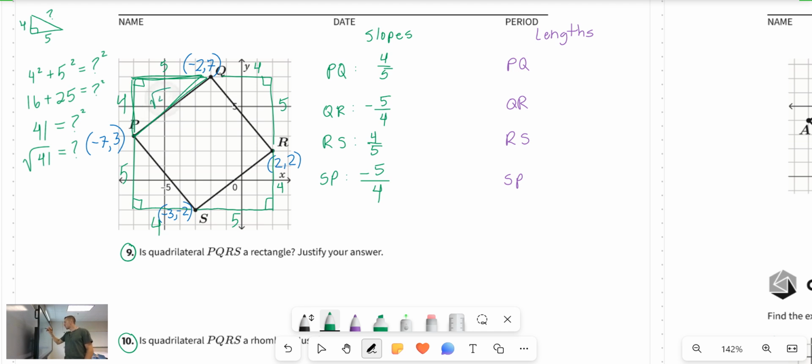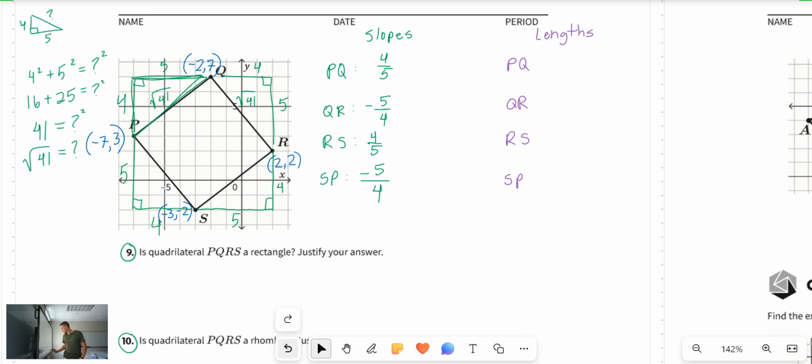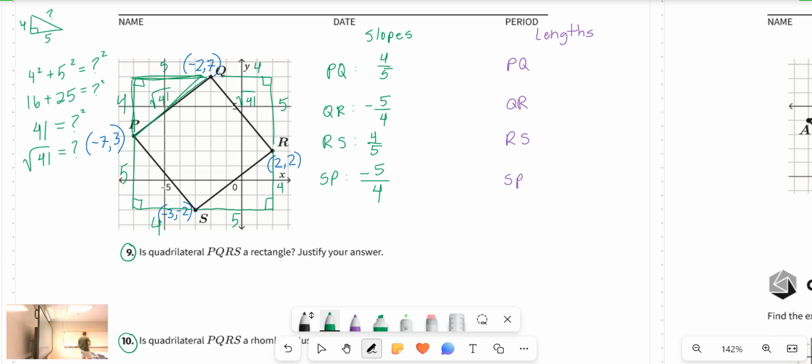So we can fill that in. Square root of 41, square root of 41. Oh, wow. The light turned off and it got me. One second, please. There we go. All right, we're coming back.